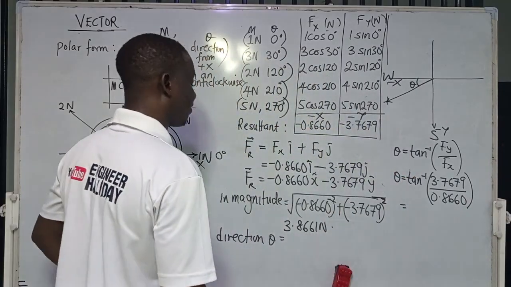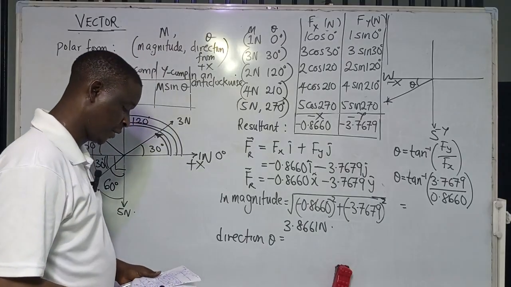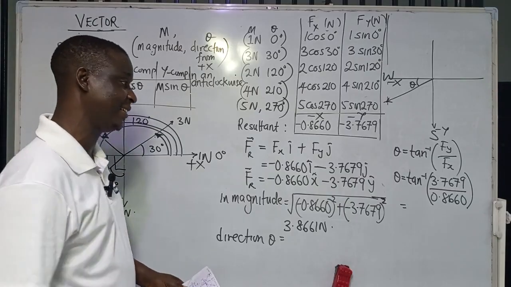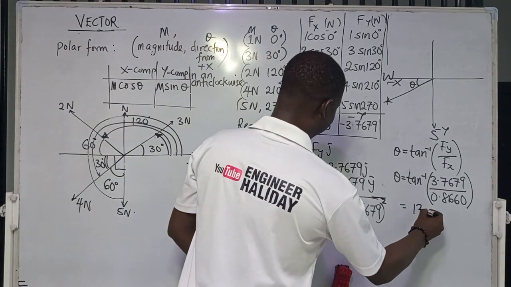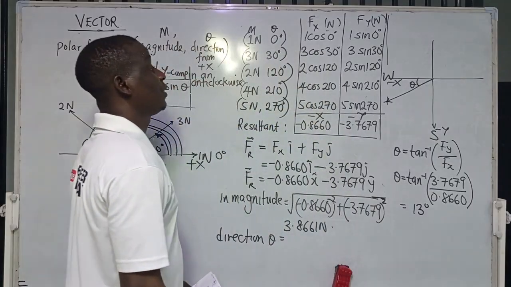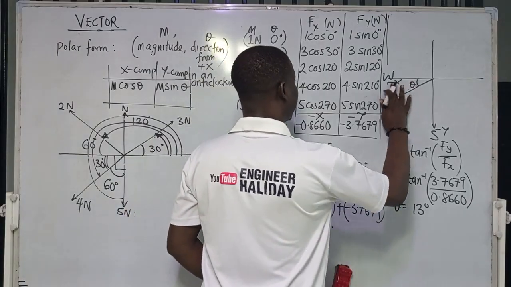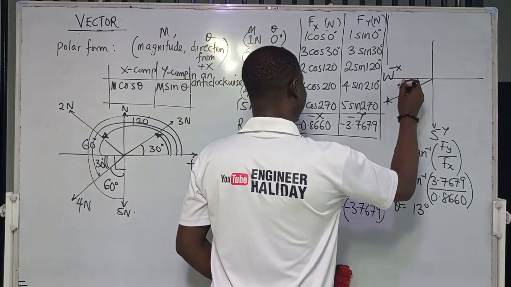So what will now be our answer? If you press your calculator well, you are supposed to have what? Approximately 13 degree. So if you get 13 degree now, that is your theta, your direction. Here will now be 13 degree.